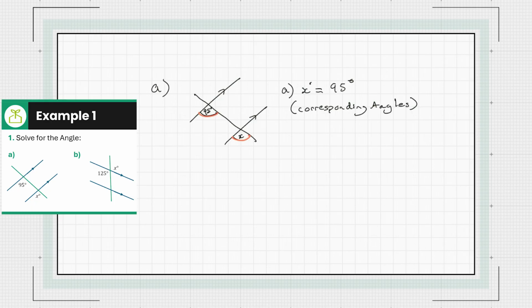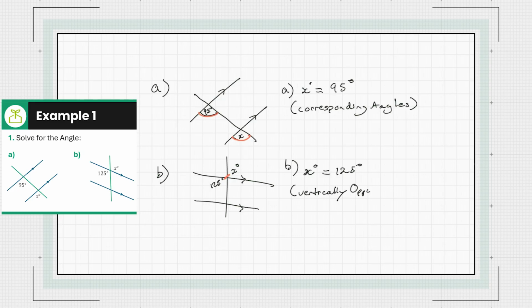Alright, now if we look at B, it might be a bit different. We've got the same type of thing. We've got our transversal, two rough parallel lines, and we've got x degrees here and 125 degrees here. These two angles are vertically opposite, and vertically opposite angles are equal. So we can say in B that x degrees equals 125 degrees, and the reason is vertically opposite angles.